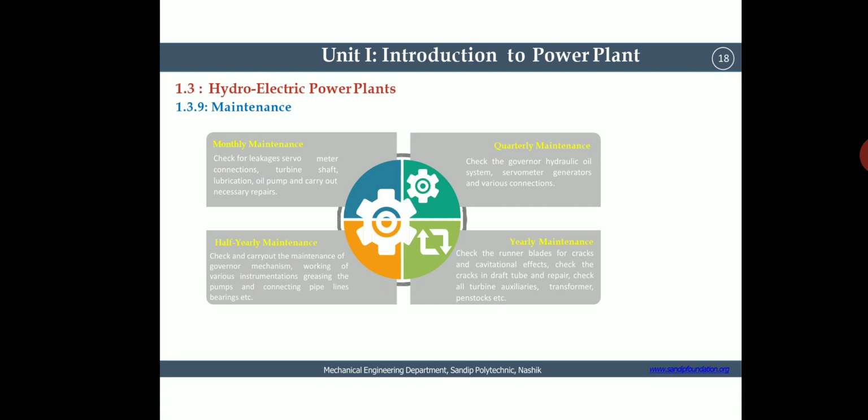Now we'll see the maintenance of power plants. For a hydroelectric power plant, monthly maintenance: check the leakages, servo meters, connections, turbine shaft, lubrication, oil pumps and carry out necessary repairs. Quarterly maintenance: check the governor, hydraulic oil system, servo meter, generators and various connections. Half-yearly maintenance: check and carry out maintenance of the governor mechanism, working of various instrumentation, greasing the pumps, connecting pipelines, bearings, etc.